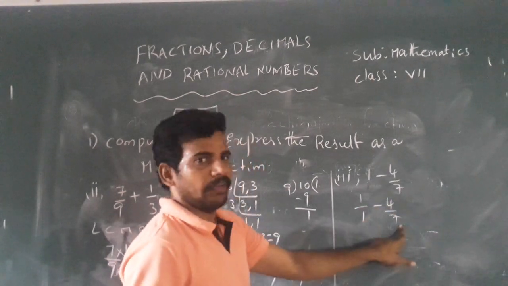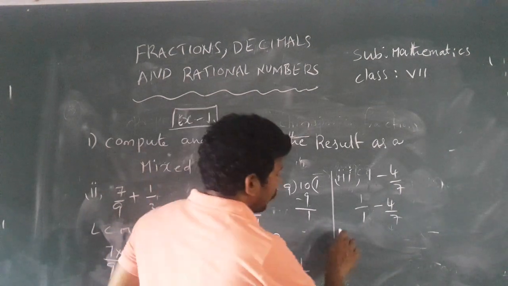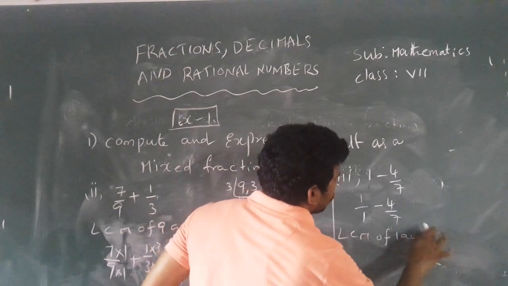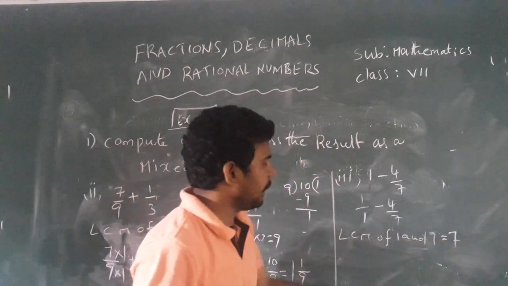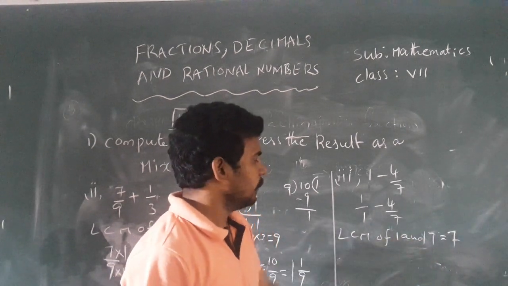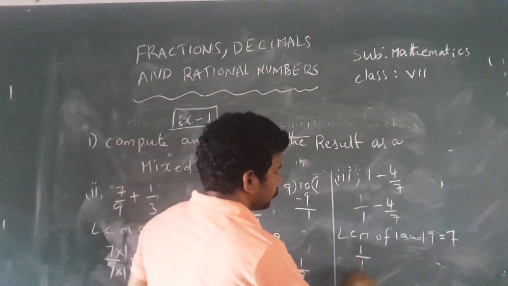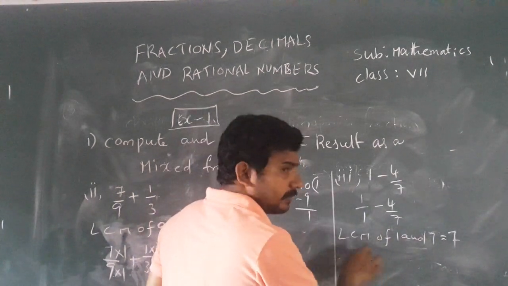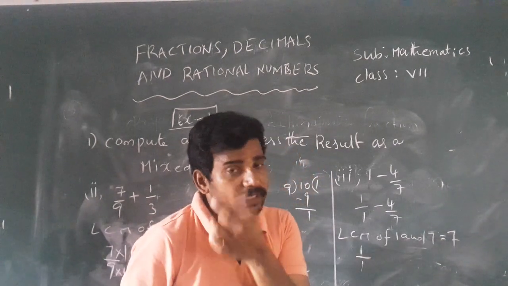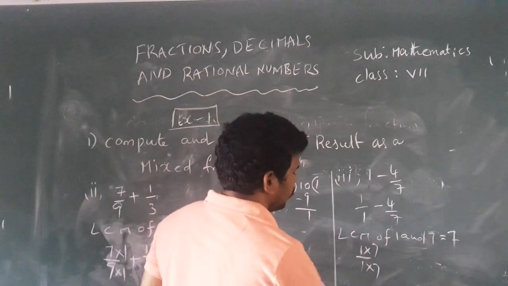So 1 and 7 are unlike fractions. So you find the LCM. The LCM of 1 and 7 equals how much, children? 7. Why? Because 1 and 7 have no common factor, so their product, that means 1 into 7, equals 7. Now take 1 by 1. This denominator 1 in 7, how many times divisible? 7 times only. Into numerator, into denominator.